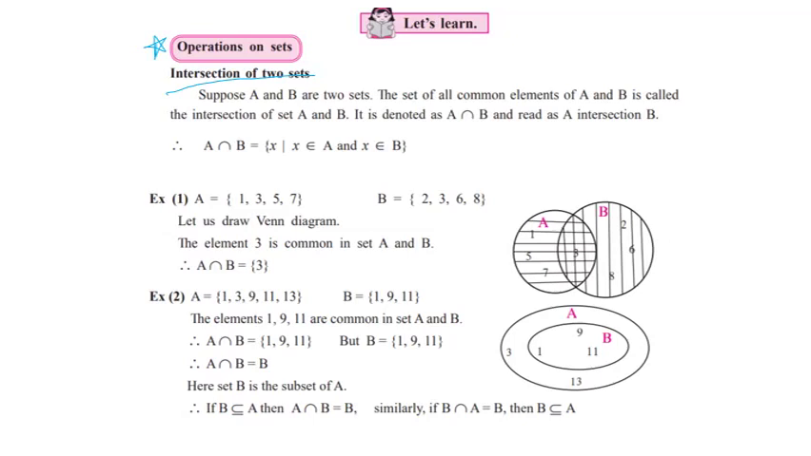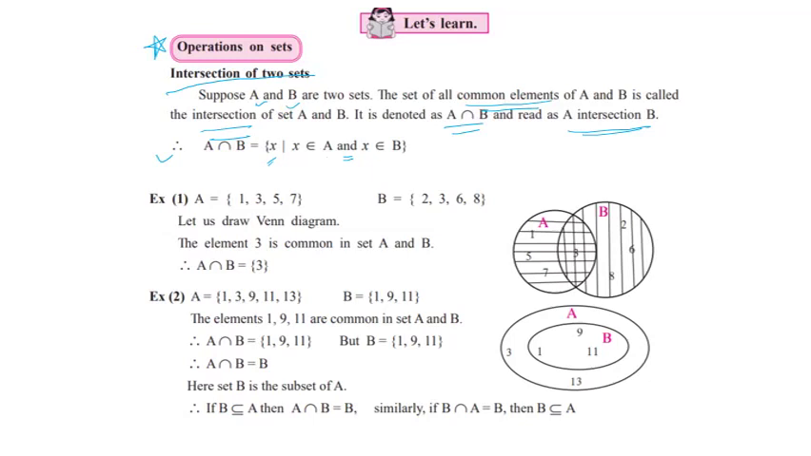Now, intersection of two sets means what? Suppose A and B are two sets, then the set of all common elements of A and B is called the intersection of two sets, and is denoted by A intersection B. This is the sign, read as A intersection B. This definition is again given by the rule method: A intersection B contains x such that x belongs to A and x belongs to B. That means x is present in both sets A and B, the common element.